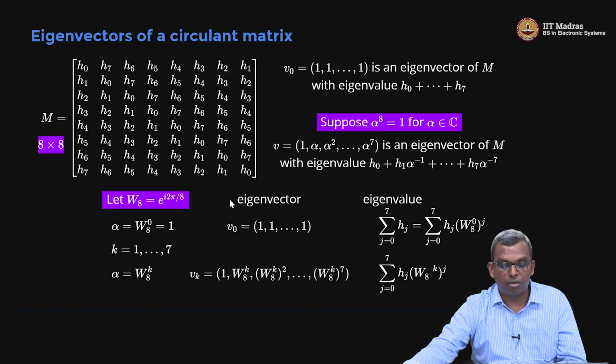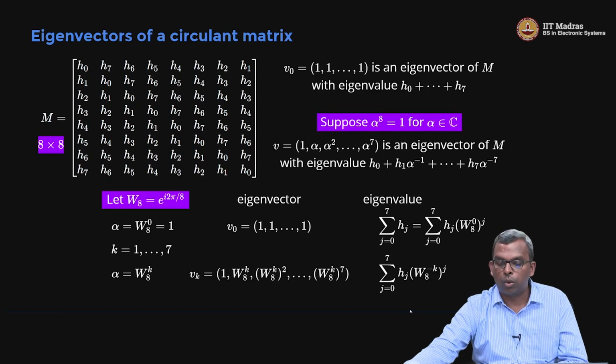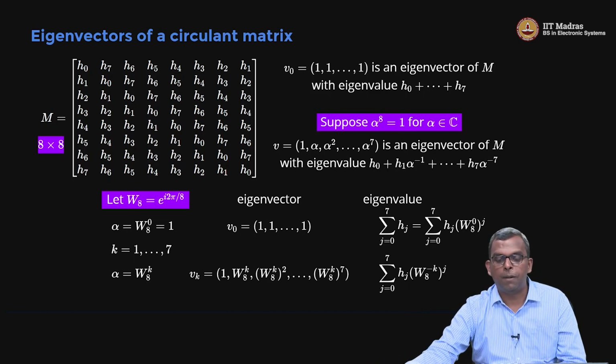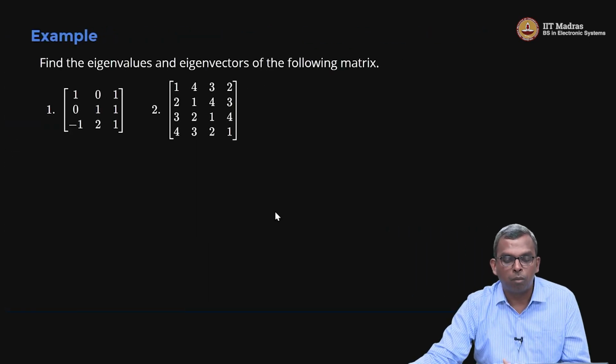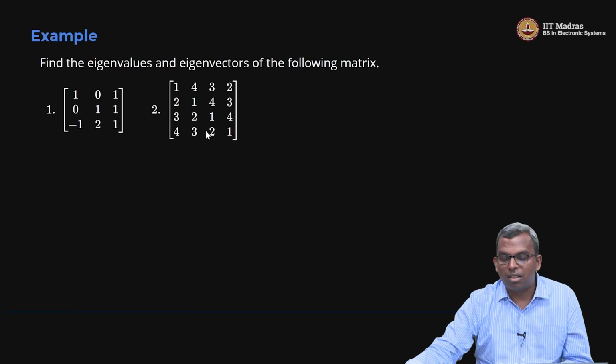V0 to V7 are very special. They end up being linearly independent and all that, and you have these eigenvalues. These eigenvalues have a special name. These are called the discrete Fourier transform of H0 to H7. You will learn more in your signal processing literature, but linear algebra is at the heart of linear filtering. Okay, good.